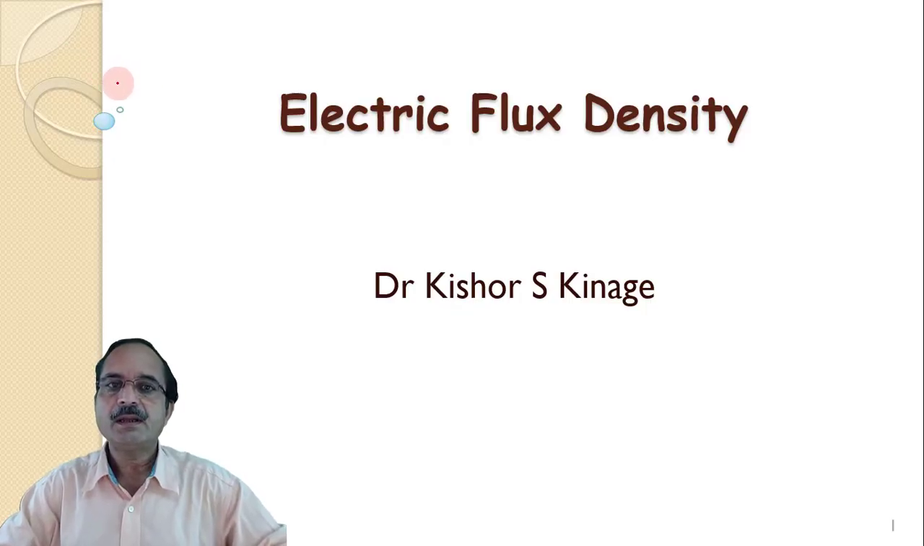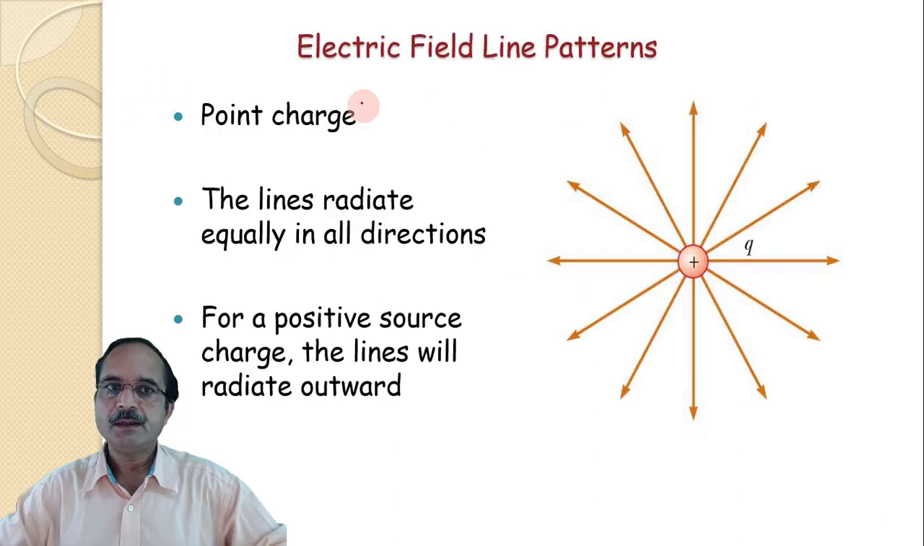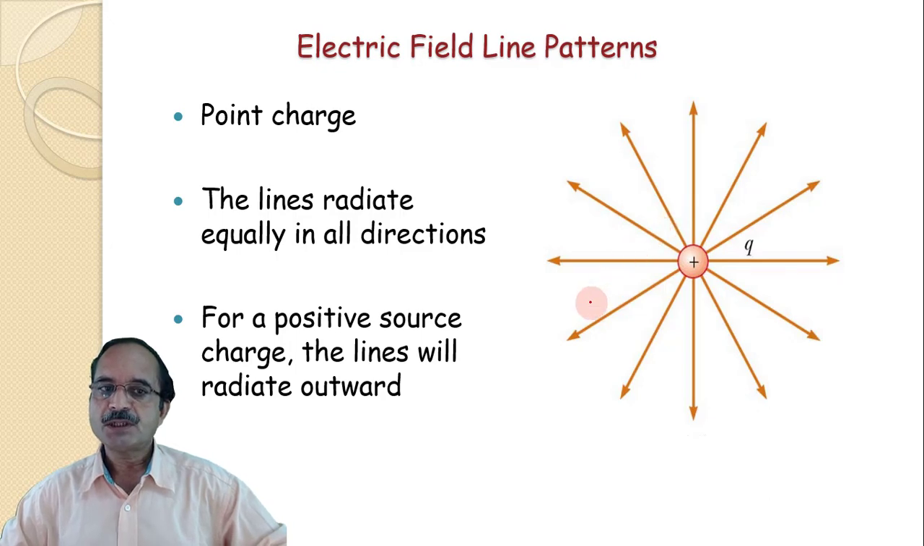In this video, you will learn the concept of electric flux density. Let us assume a positive charge Q here. Any positive charge radiates equally in all the directions. So for the positive charge, the lines will radiate outwards. Let us assume there is some positive test charge at this point.